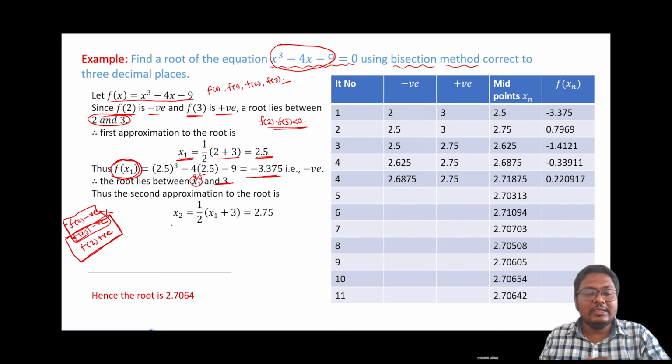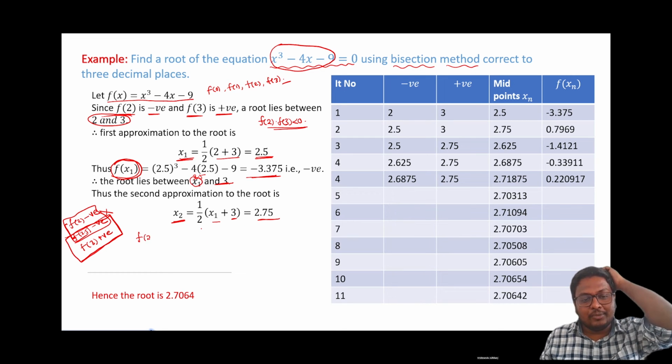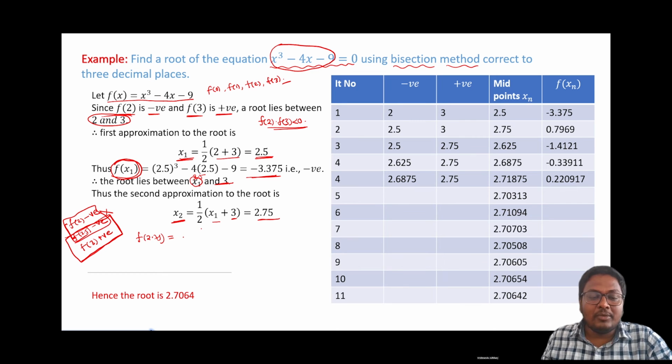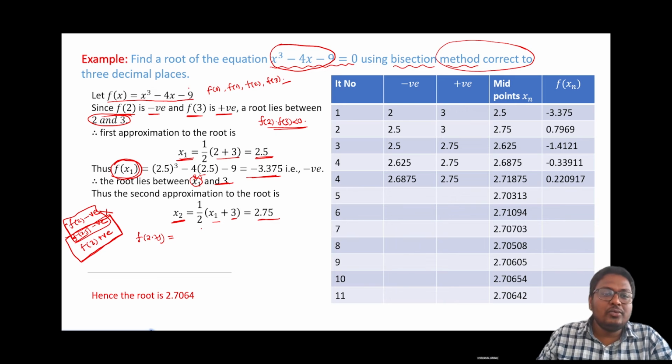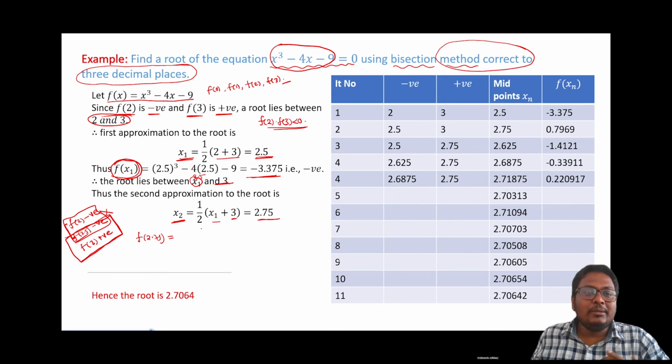For the next, we have to go for the second step, the second approximation. So the second approximation is (x1 plus 3) by 2, that is 2.75. Again here you have to check the functional value of f of 2.75, whether it is positive or negative, and proceed in this way. Now, here you can see the question says correct to 3 decimal places. So that means your root should be correct up to 3 decimal places.